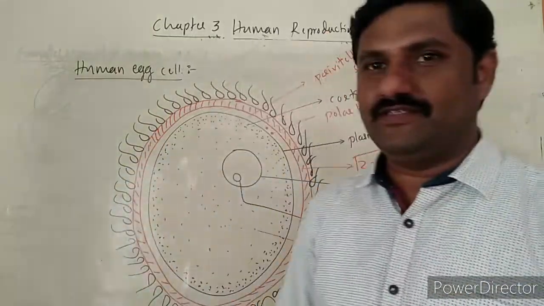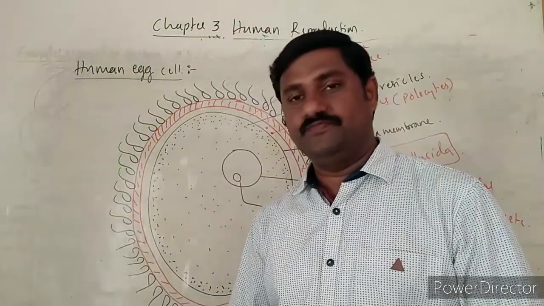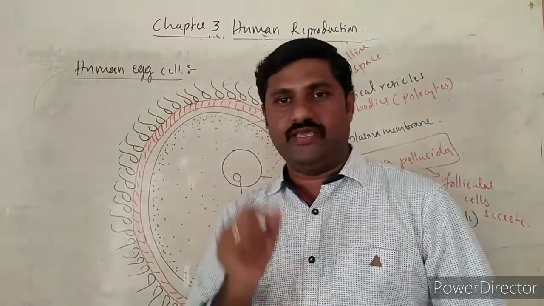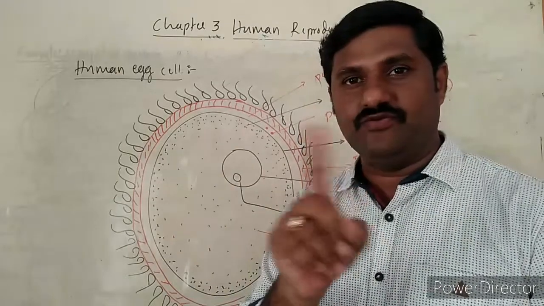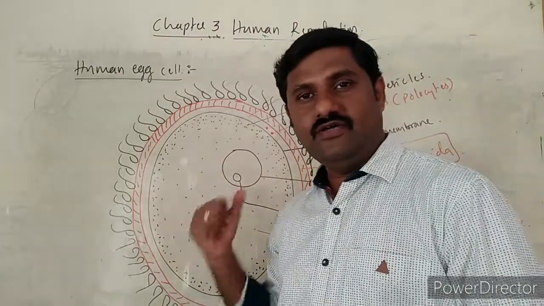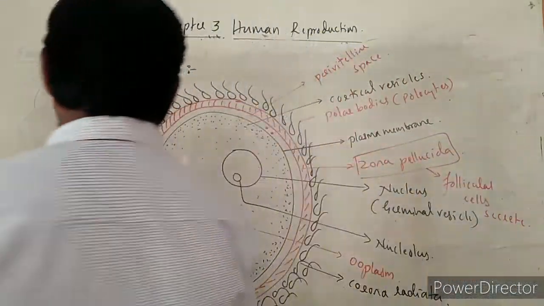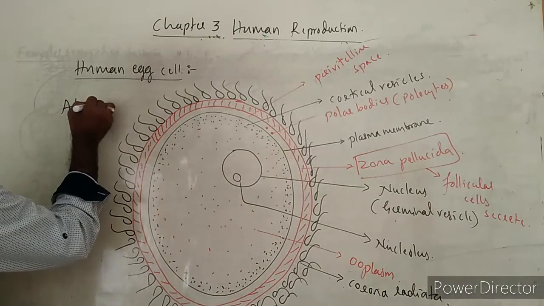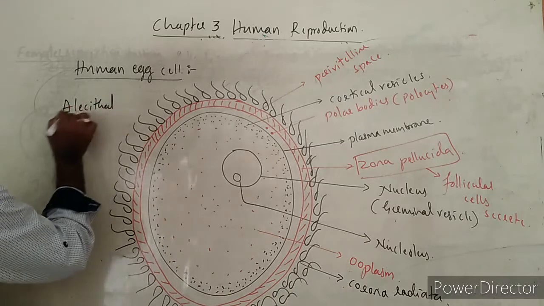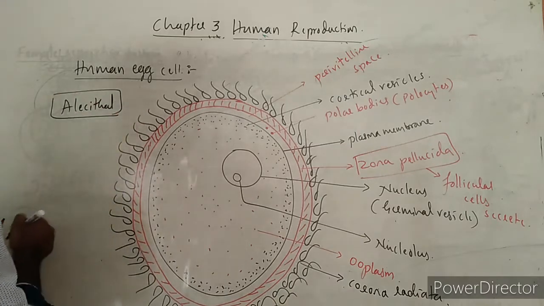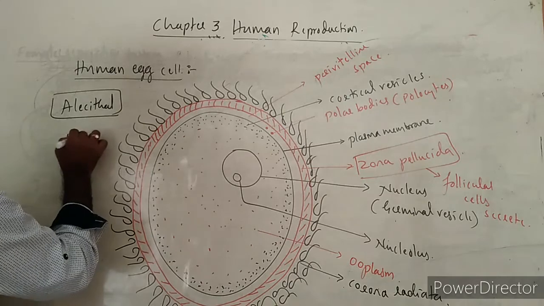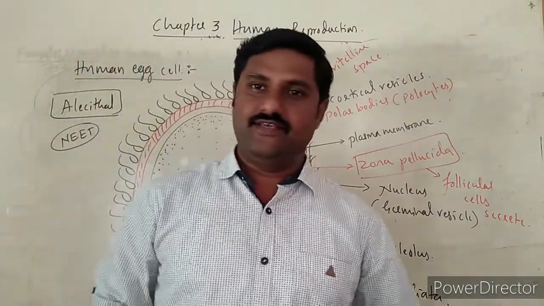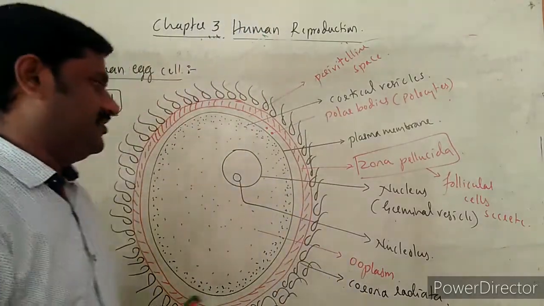So let us see what it contains one by one. This kind of egg cell, which is of the human being, is called alecithal. That's why you don't come across any yolk over here; it is alecithal. This term is very important for the NEET examination. What kind of egg cell a human being has may be asked in the examination, right?